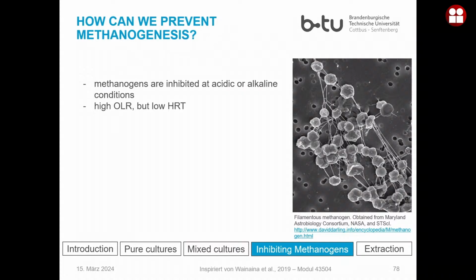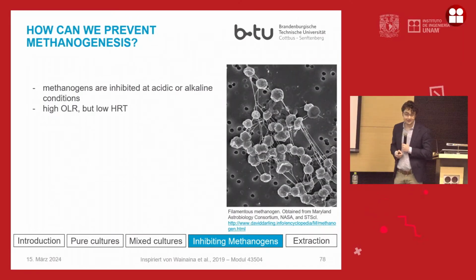But there are other options. For example, we can work with a very high organic loading rate and a low hydraulic retention time. The high organic loading rate basically yields a low pH, because then we will have a fast acid production and the involved bacteria will produce the acids faster than the methanogenic archaea can consume them. And then the low HRT is related to the growth of the methanogenic archaea. They are growing quite slowly. This means when we have a very low hydraulic retention time, all the methanogens will leave the reactor before they have the ability to replicate themselves. So this is also a possibility to inhibit them.